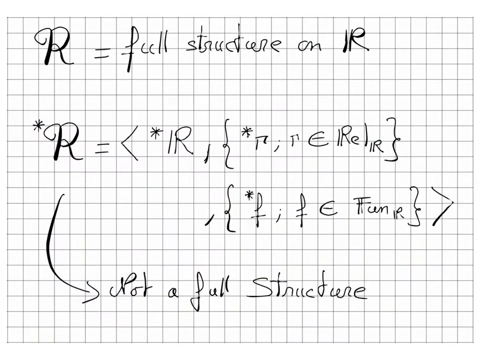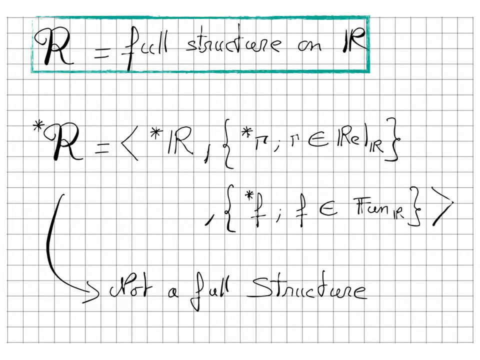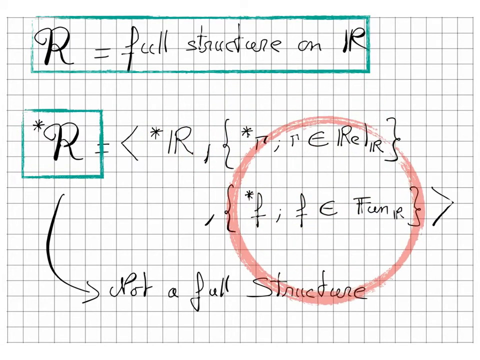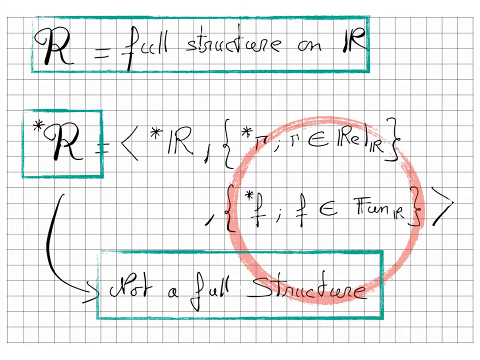We write curly R for the full structure built on the real numbers, and star curly R is this object here, the triplet built on the hyperreal numbers with a collection of all extended relations and all extended functions. Importantly, you can convince yourself that this structure is not a full structure. We will come back to that a little bit later.